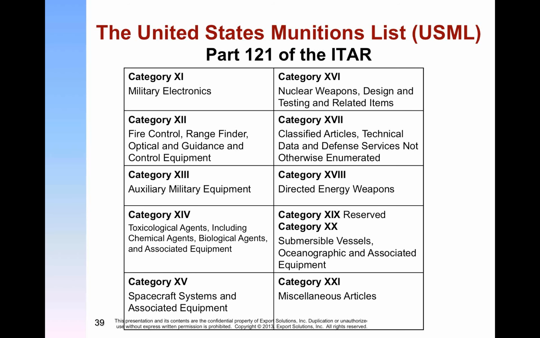If somebody were to invent some kind of new military technology that can't be defined by any of the other 20 categories, then Category 21 would come into play. But as you can see, Category 19 is reserved, so they even have that one that they can use for something else later in the future.